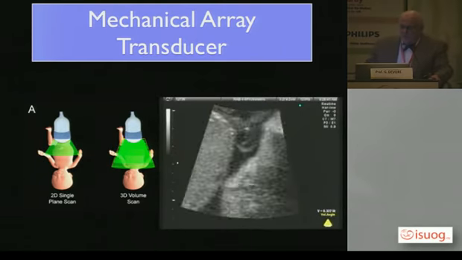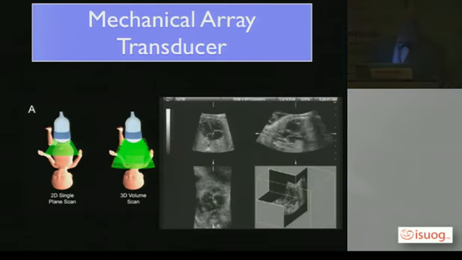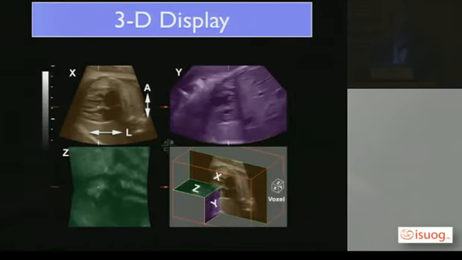It's doing the sweep, and then it displays the volume on the screen. And you can see that you have 3 planes that are displayed from the volume, and you can manipulate the volume any way you'd like. So that's using a mechanical array 3D transducer.